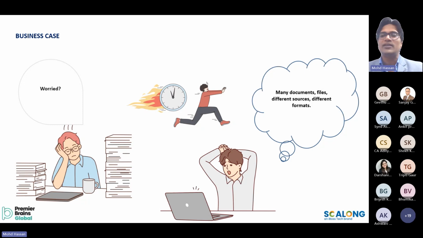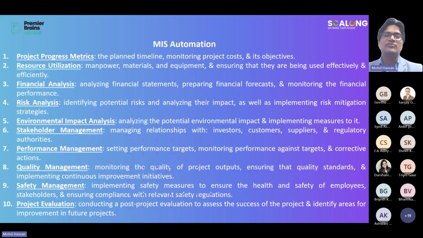We have to come up with a certain kind of document that can be presented to the board, customer, government organization, or any other stakeholder. MIS could be for project progress metrics, resource utilization, financial analysis, risk analysis, environment impact analysis, stakeholder management, performance management, quality management, safety management, project evaluation, or it could be for any other thing. So the simple answer is we have to automate the MIS process, MIS tasks.